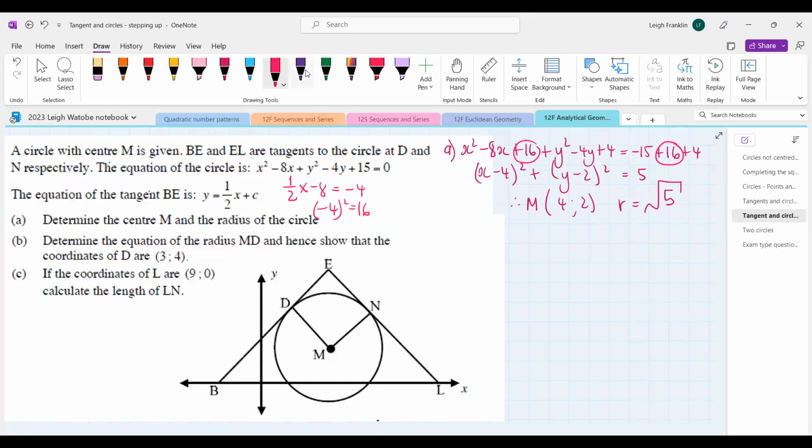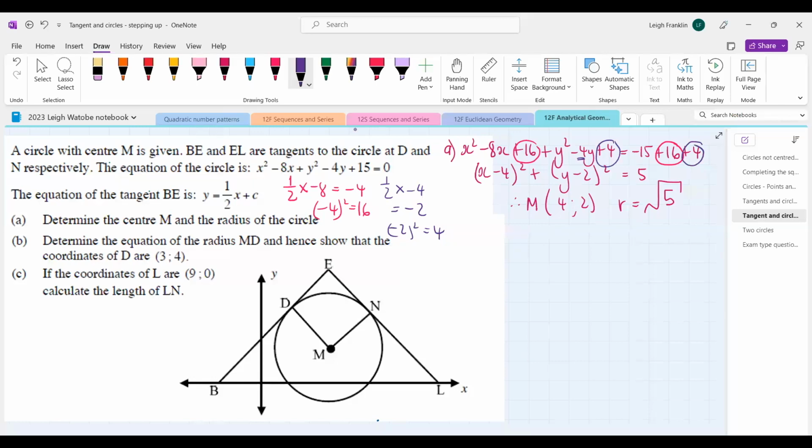I completed the square on Y. So that gave me half of -4, which is -2. Sorry, there shouldn't be a bracket there. That should be -2. And then I've got to take that -2 and square it. That's why I added 4 to the left and 4 to the right.